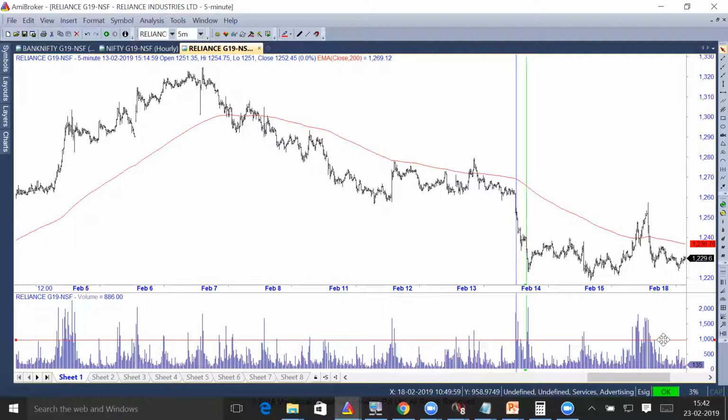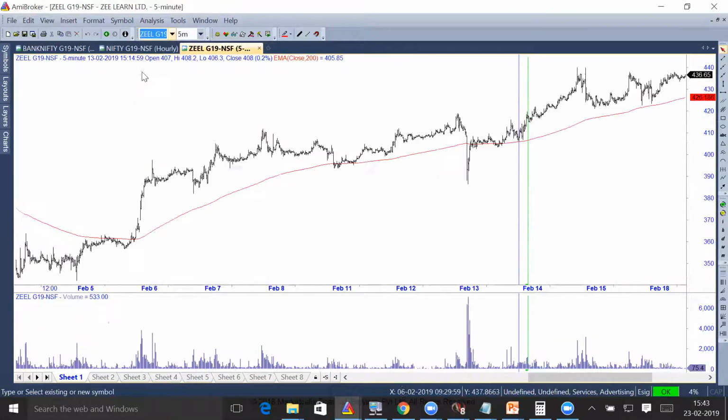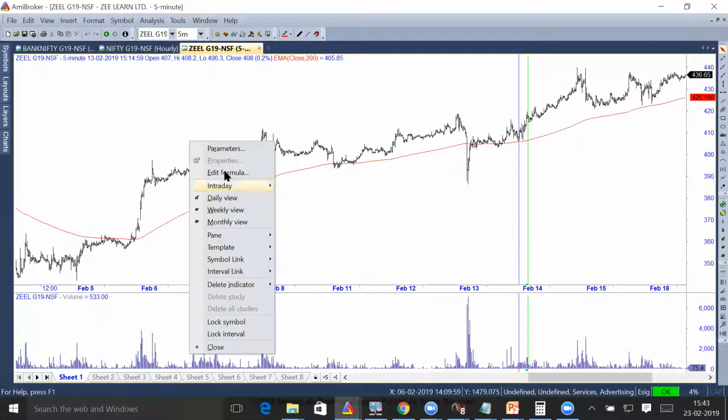So it is all relative. And once you start studying the script, you will come to know what the relative volume is for Reliance. For example, something like Zeal, the lot size is 1,300. So I'll make it 1,300 over here.